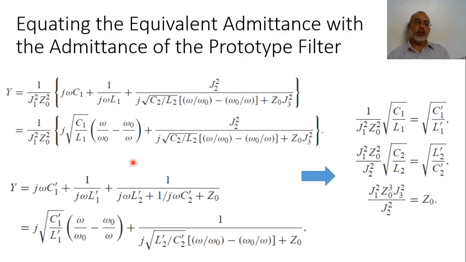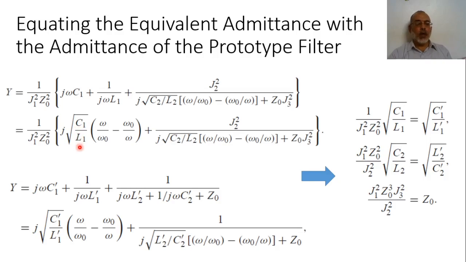Now, by equating the input admittance from the equivalent circuit of the cascade transmission lines with the inverters by the input admittance of the prototype of the bandpass filter, we can see that the input admittance of the equivalent circuit has the form of J something multiplied by omega over omega naught minus omega naught over omega, which corresponds to another term here in the admittance of the prototype of the filter, plus another term here or something similar here. Okay, so by equating every corresponding term, we can say that the square root of C1 over L1 multiplied by 1 over J1 squared Z naught squared would equal the square root of C1 dash over L1 dash.